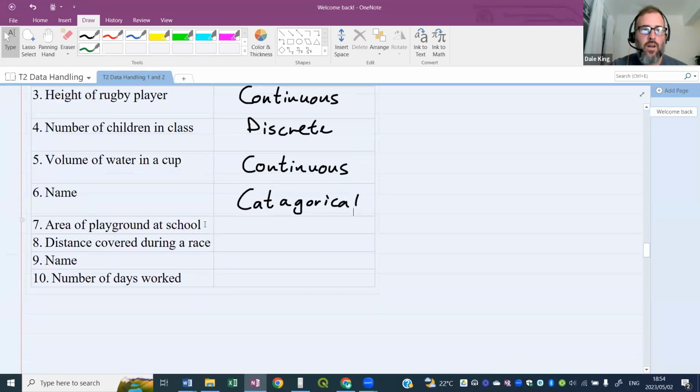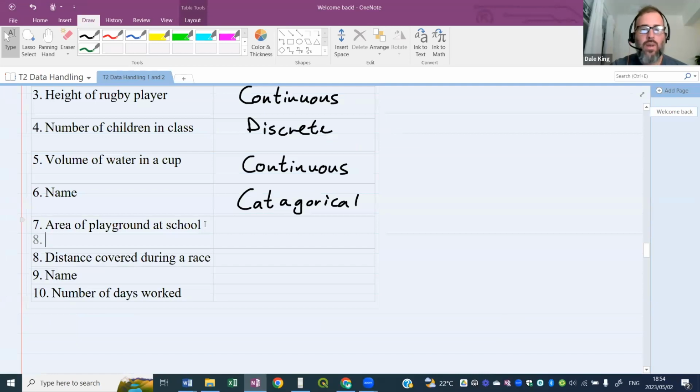Okay. All right. Area of a playground at school. If you had to try to find the area of a playground at your school, what will that be? Very good. Excellent. I thought I could trick you guys with this one, but definitely not. All right. It is numerical, Sakile. So yes, it is numerical, but which one?